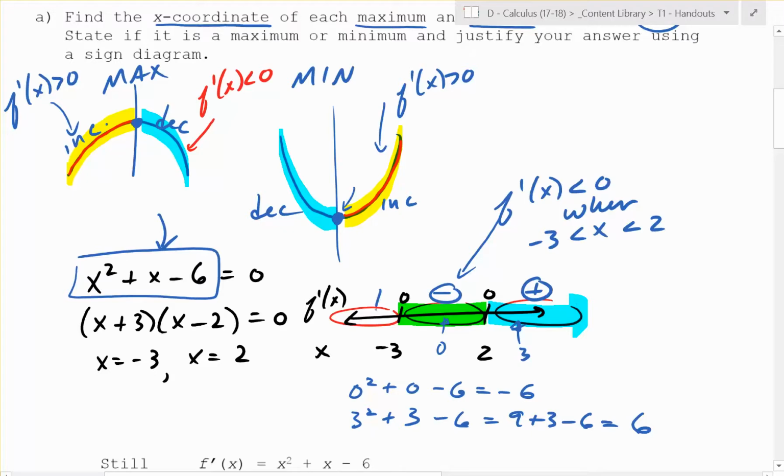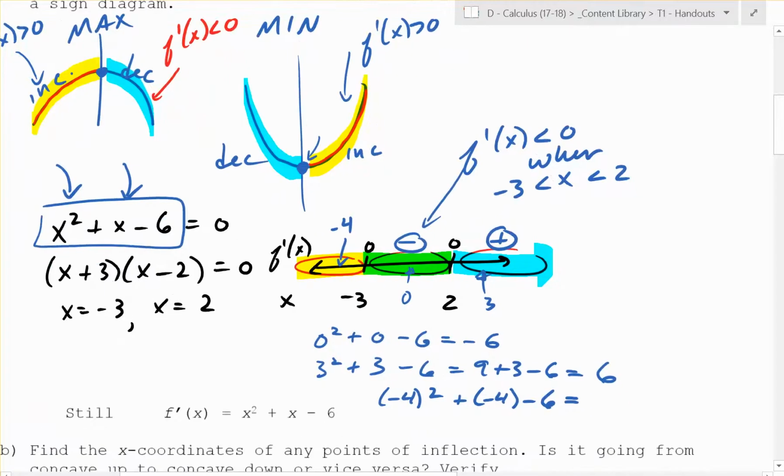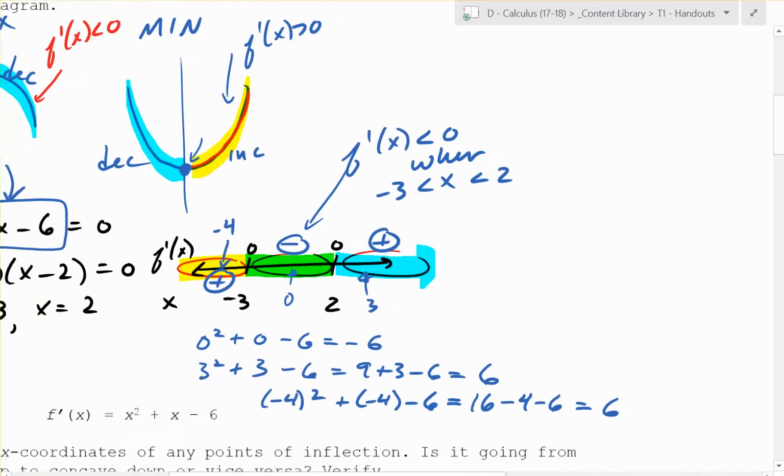What about the region to the left of negative 3? Let's plug in, say, negative 4. Remember, we're plugging in negative 4 here, with parentheses around the negative 4: negative 4 squared plus negative 4 minus 6. That's equal to 16 minus 4 minus 6, and that's equal to 6. So right here, we know it's also going to be positive. So what does this tell us?